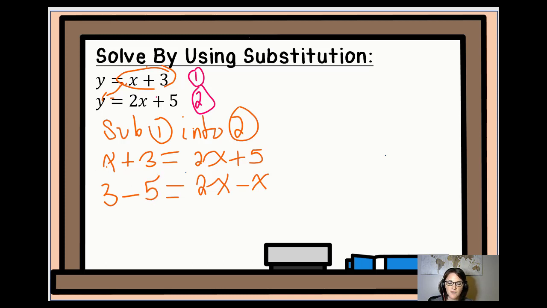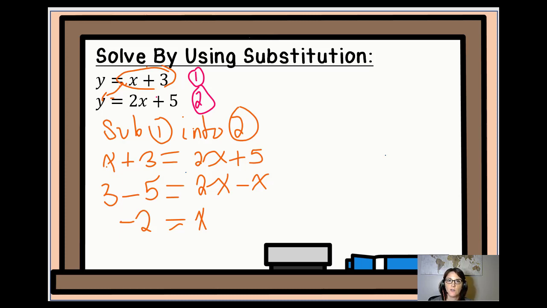So then I can simplify. So on the left I have -2, and on the right we have x. So x equals -2. Well, we're halfway there. We have the x part of the solution. Now we need to figure out the y part of the solution.